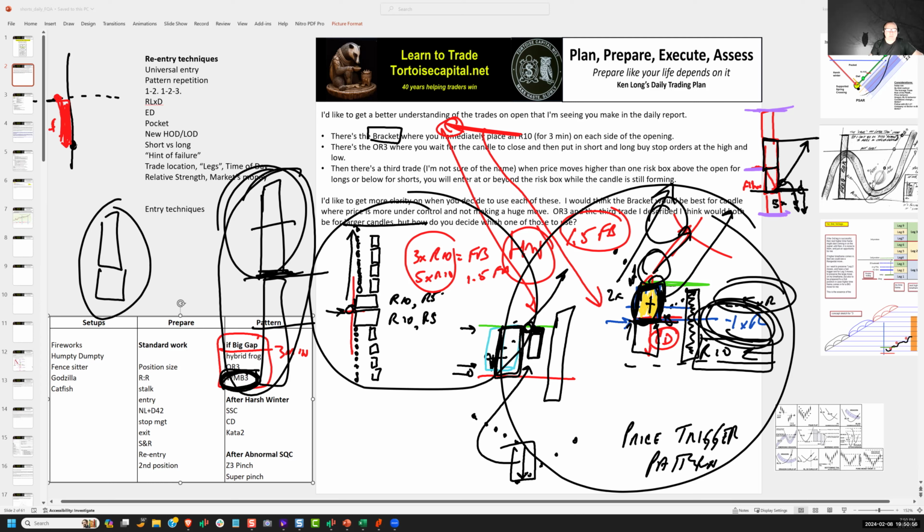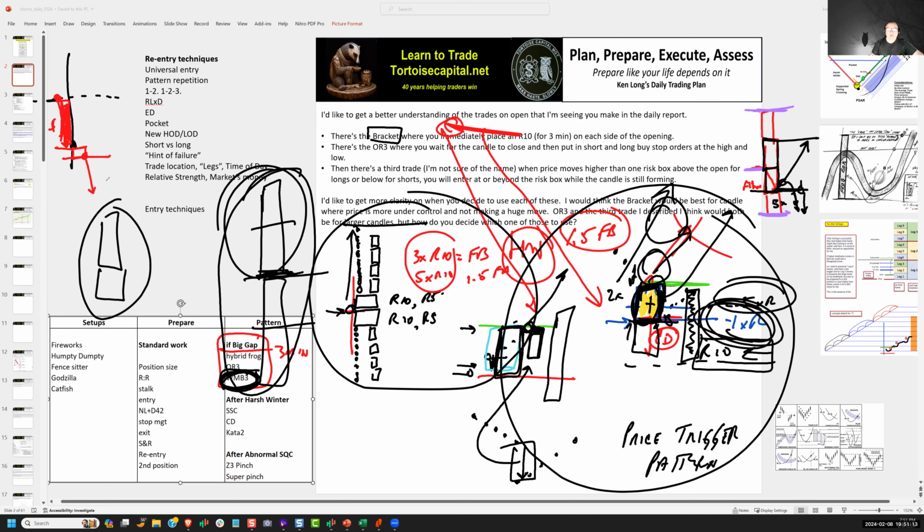Now, when I put that little bracket on it and it breaks below my R10, right from the open, it moves an R10 down. I'm already short. My favorite entry.